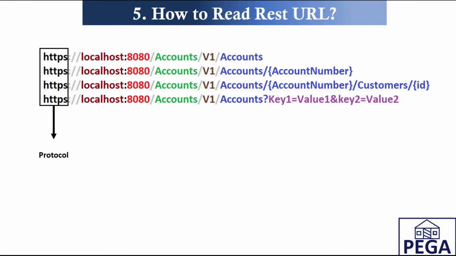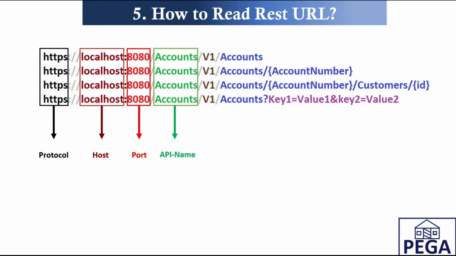Now here, if you see, this HTTPS is nothing but a protocol. It can be HTTP or HTTPS. Most likely, in real time, we are dealing with HTTPS, which is a secure transport protocol. Now, this localhost is nothing but the host name, which is the server name, wherever you have deployed that API. If you are deploying on your local server, it's going to be localhost. If you're deploying onto a virtual machine or any server, it's going to be that particular virtual machine server. Now 8080, undoubtedly, is the port.